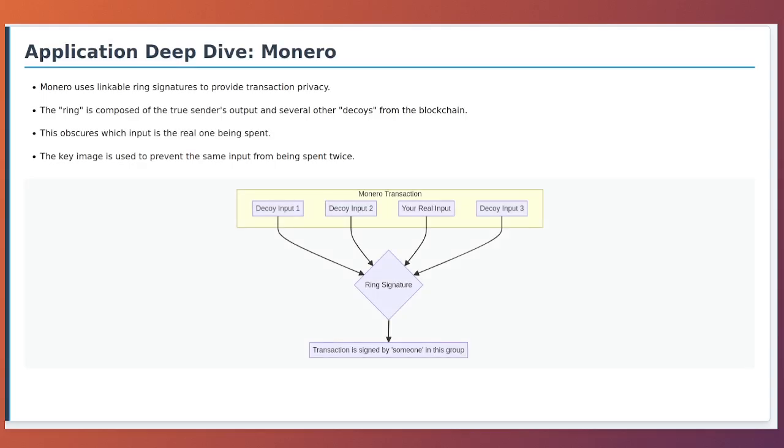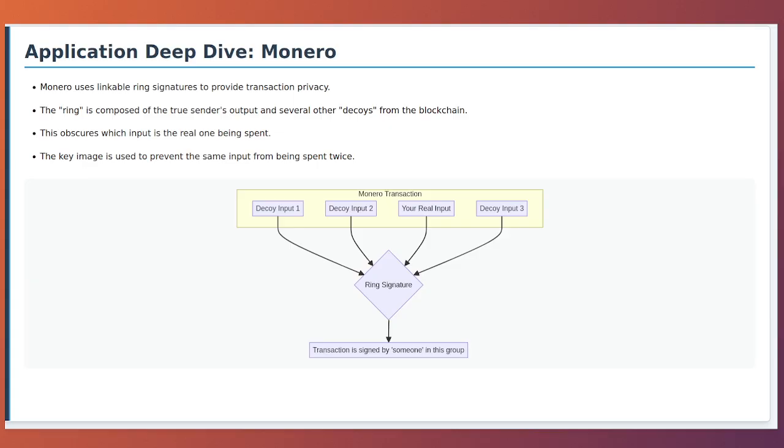Application Deep Dive. Monero. The most famous and successful real-world application of linkable ring signatures is the privacy-focused cryptocurrency, Monero. Monero was designed from the ground up to provide strong anonymity for its users, and ring signatures are the core technology used to obscure the sender of a transaction.